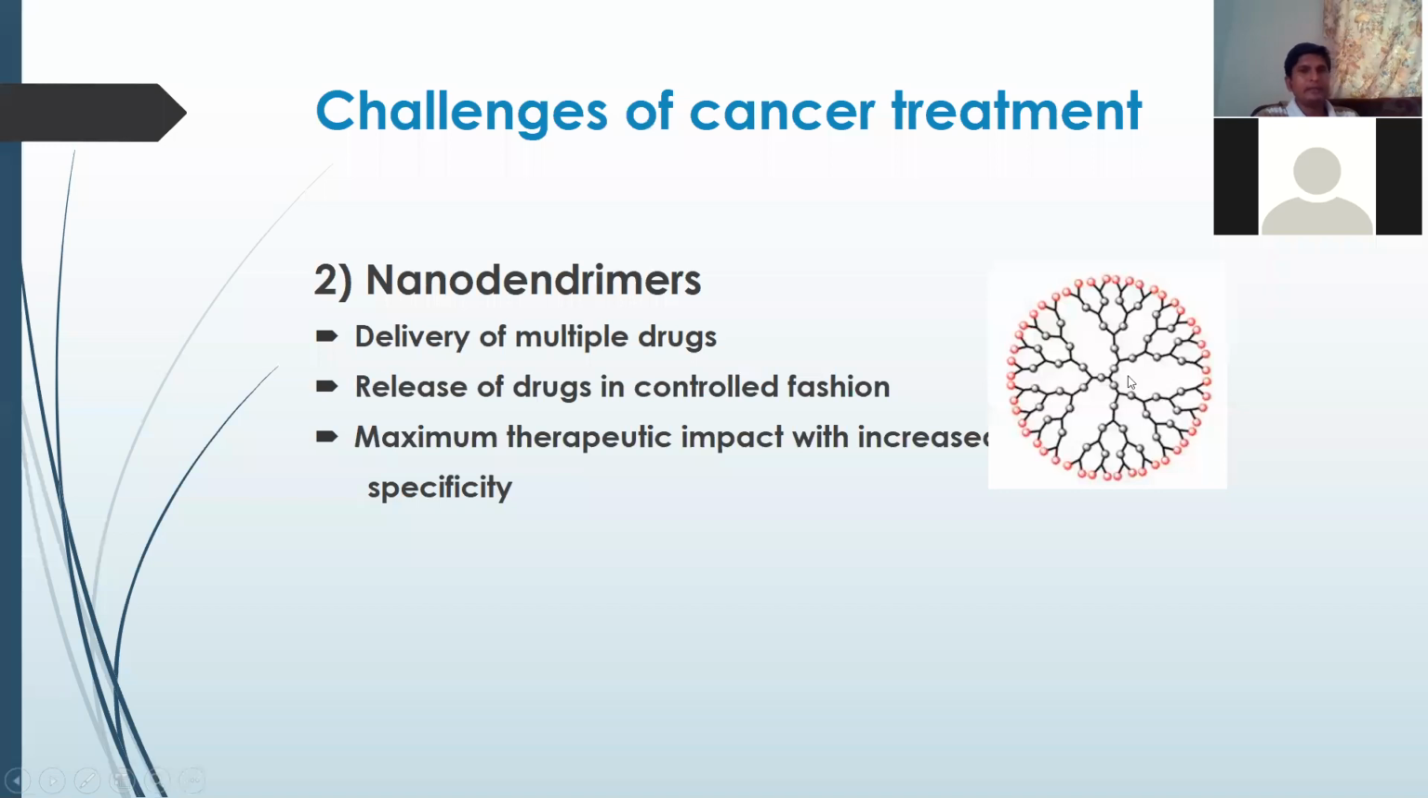The advantage of using these nanodendrimers, or the advantage of using this technology, is that multiple therapeutic agents could be delivered to the targeted sites at one particular time. This means that a cumulative therapeutic impact of many drugs could be achieved. And this means that we can have a much more efficient result of many drugs in order to treat cancers by using these nanodendrimers.